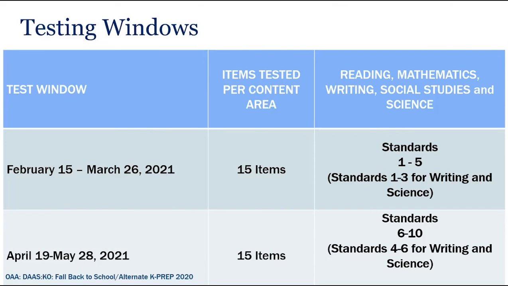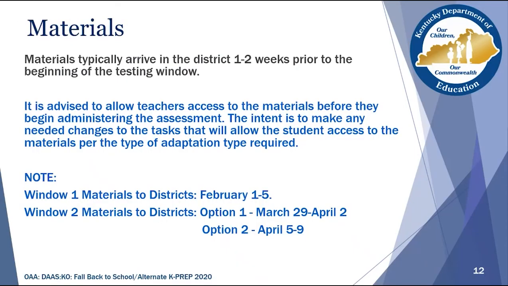May 28th will end all assessments for the alternate K-Prep, with the last day to enter scores set to close June 4th in the SRD. Materials will ship and arrive based on the timeline shared on slide 12. Materials for Window 1 are expected to arrive in the district sometime the week of February 1st through the 5th. For Window 2, we will continue to offer options that we have in the past based on the concept that spring breaks will still be available.